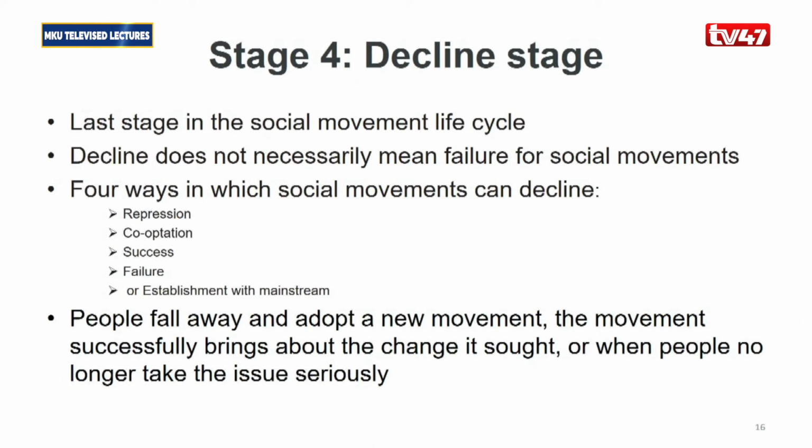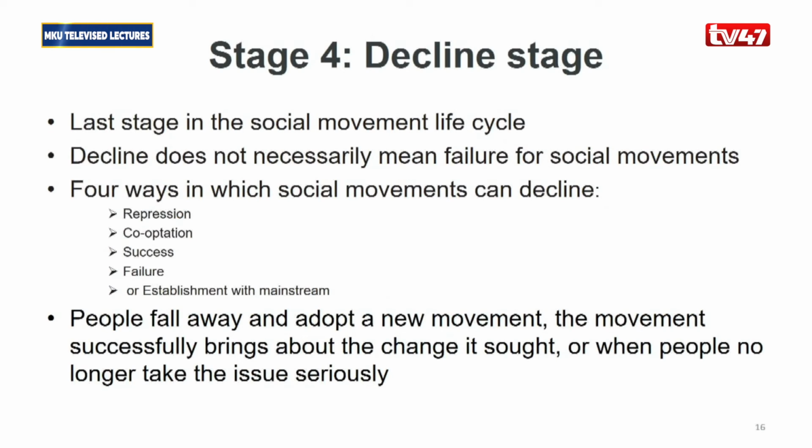A good example in this country was the multi-party movement that we had in the early 90s. Now, we had multi-party demonstrations, we had multi-party organizations that were fighting for a multi-party system to be adopted in Kenya. Now, once multi-party democracy has been achieved, then these social movements' lifespan either ends or they start doing other things. And that is what we mean when we talk about the decline stage, stage 4 of the social movement life cycle.